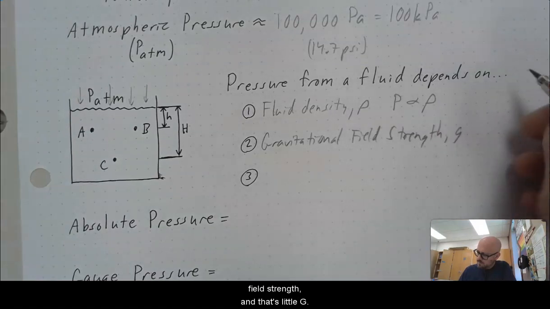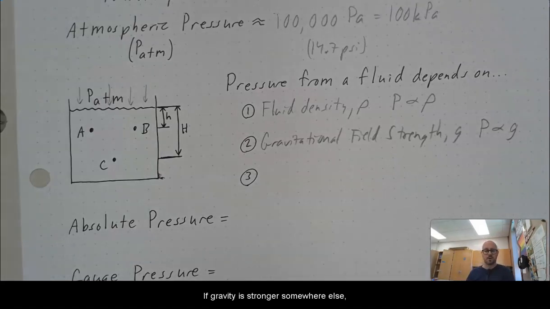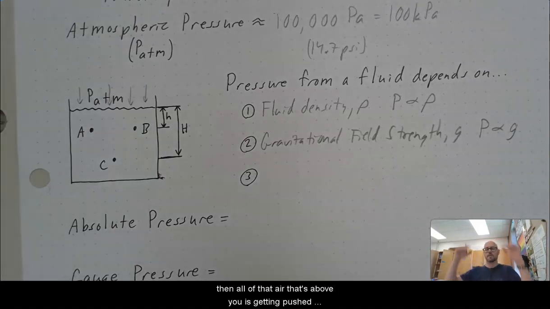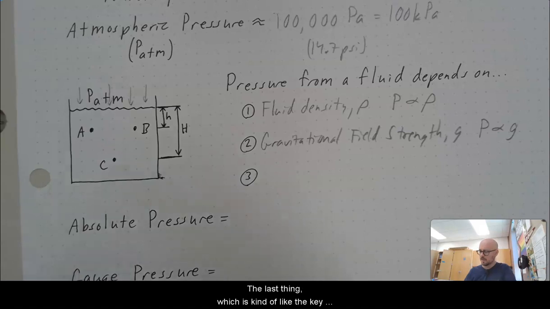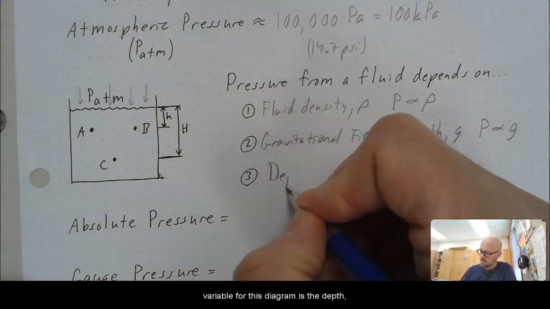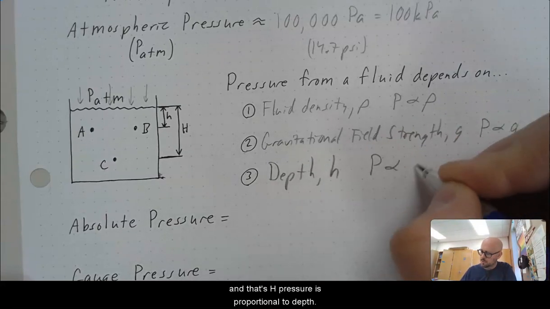And that's little g. And again, pressure is proportional to g. If gravity is stronger somewhere else, then all of that air that's above you is getting pushed down with a greater force on your shoulders, and so you're feeling more of that pressure. The last thing, which is kind of like the key variable for this diagram, is depth, and that's h. Pressure is proportional to depth.